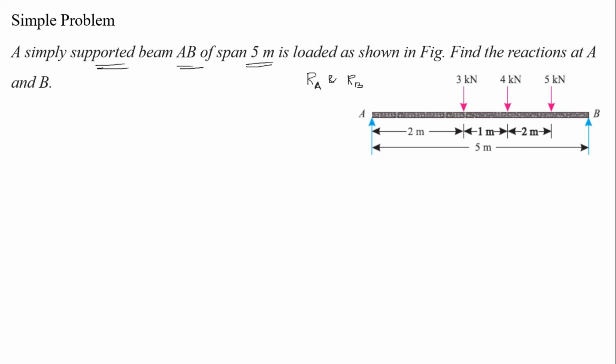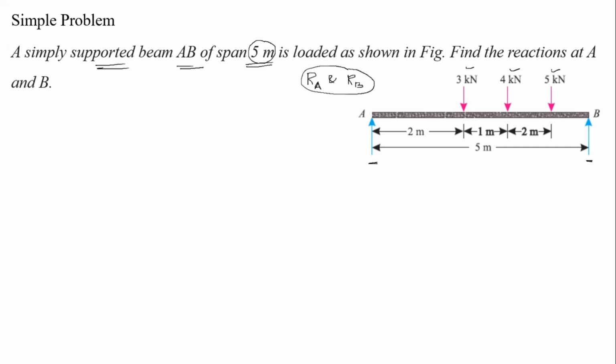This beam is subjected to 3 forces, 3 kilonewton, 4 kilonewton, 5 kilonewton, and the supports at point A and point B are both simply supported. So now we are going to calculate RA and RB. They are asking for RA and RB. The distance of A and B is 5 meter, which means the length of the beam is 5 meter. We are going to calculate the reaction forces RA and RB at point A and point B.